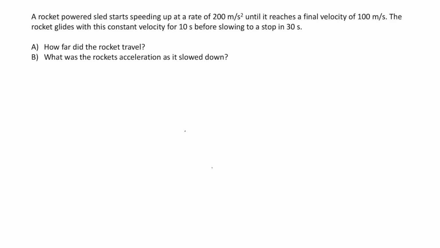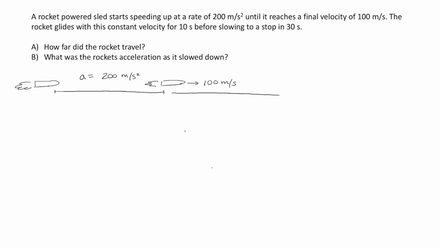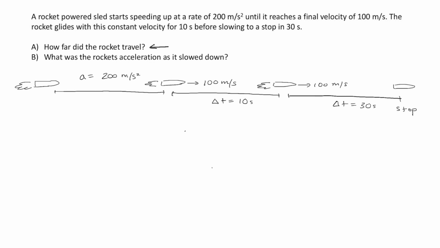In this question, we have a rocket-powered sled, which starts speeding up until it reaches a final velocity of 100 meters per second. It does this by accelerating at a rate of 200 meters per second squared. Once the rocket reached the velocity of 100 meters per second, it glided at a constant velocity for 10 seconds. After which, it starts slowing down until it comes to a complete stop in 30 seconds. We are asked, how far did the rocket travel during this entire journey?